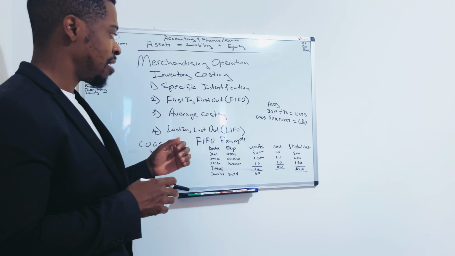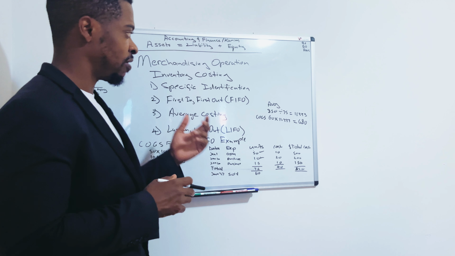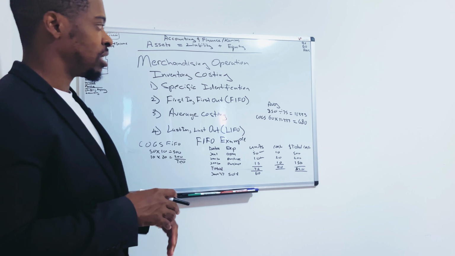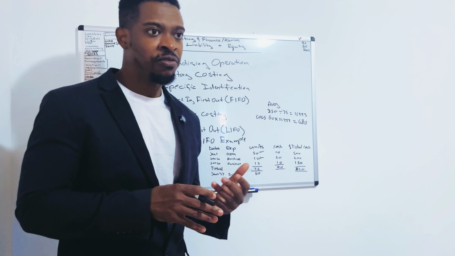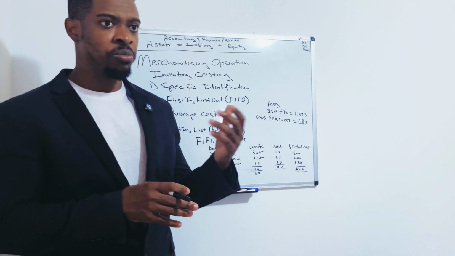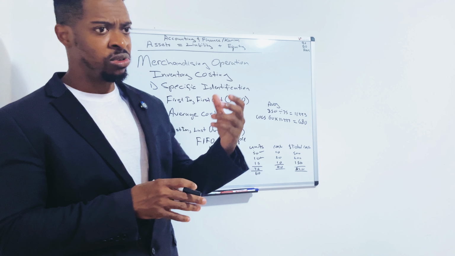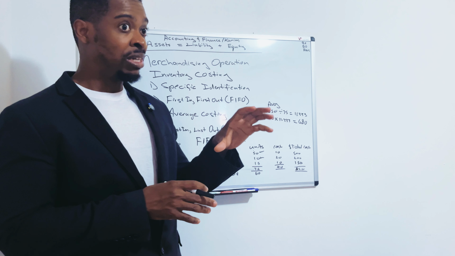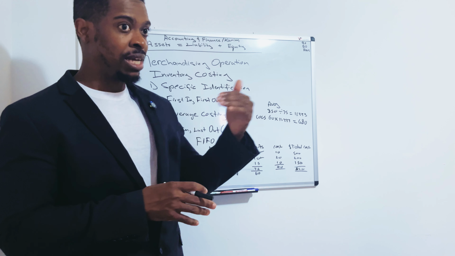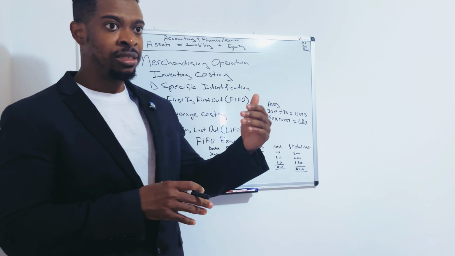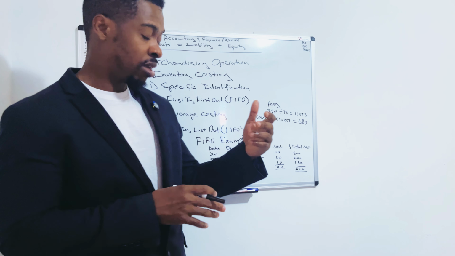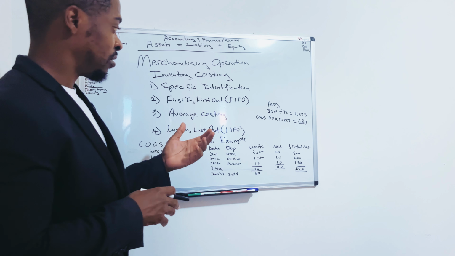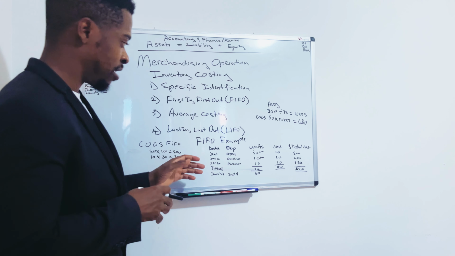The second one that we have is first in, first out, which is FIFO. And so the assumption that we're making for FIFO is that the first items that we purchased will be the first ones that we sell, right? In reality, this doesn't mean this is what's happening, right? We're only making that assumption for costing purposes. That's it. And so we have an example here for FIFO.